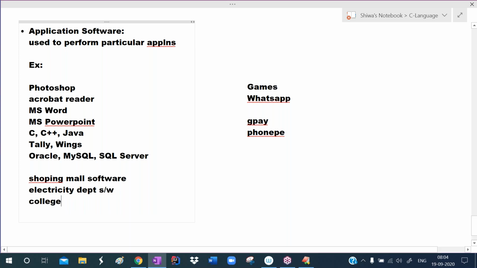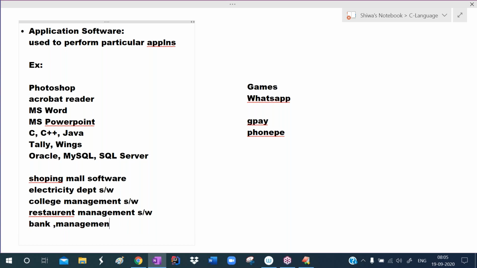To maintain the student details, colleges are using their own software, college management software. Restaurants are using their own software to maintain their daily collection, monthly collection, yearly collection, like that. So, restaurant management software. Banks are using their own management software, bank management software. All these are application softwares only.